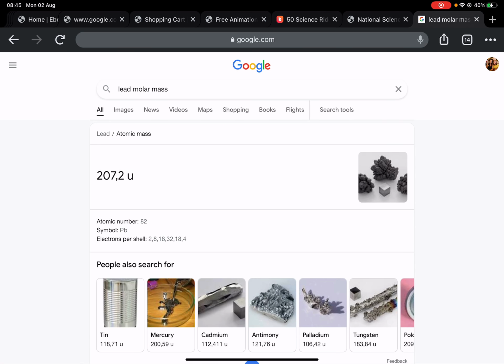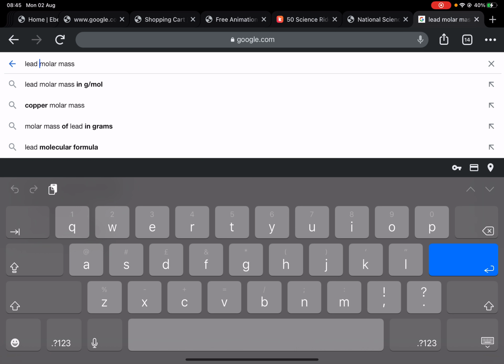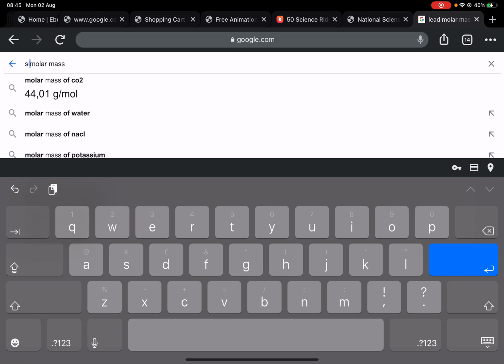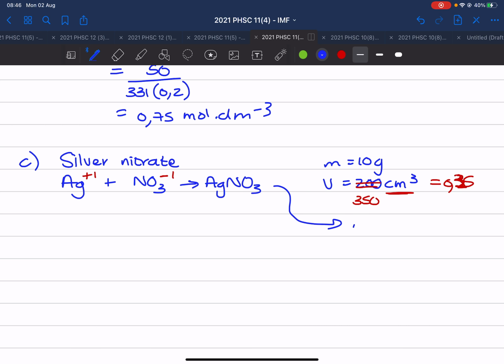Silver's mass is, let's see. I think it's 127, but I might be wrong. 108. Okay. 108 plus 14 plus 3 times 16. And you get the mass to be, I hope you guys are calculating with me. You get 170 grams per mole.